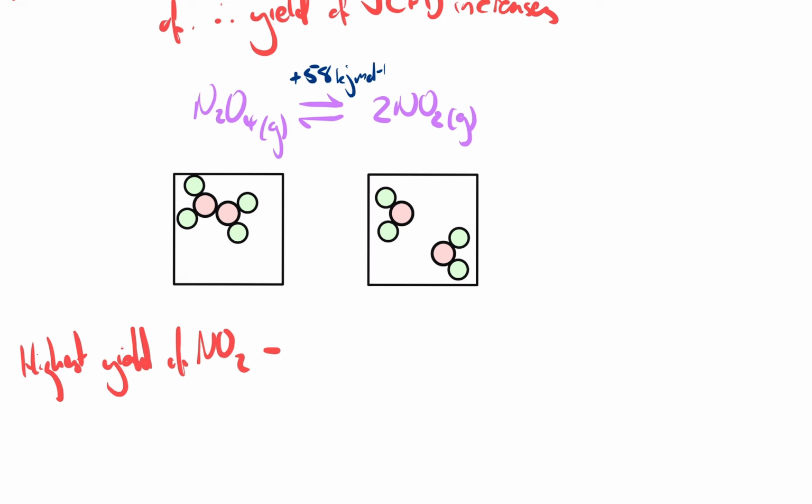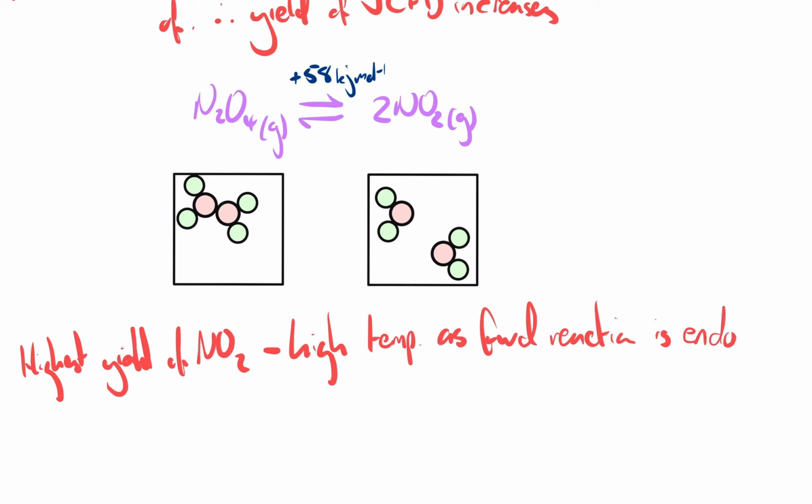first of all, we have positive energy change, so we know it's an endothermic reaction. So, first thing, high temperature. And we need to stipulate as forward reaction is endothermic. So reaction will shift right.